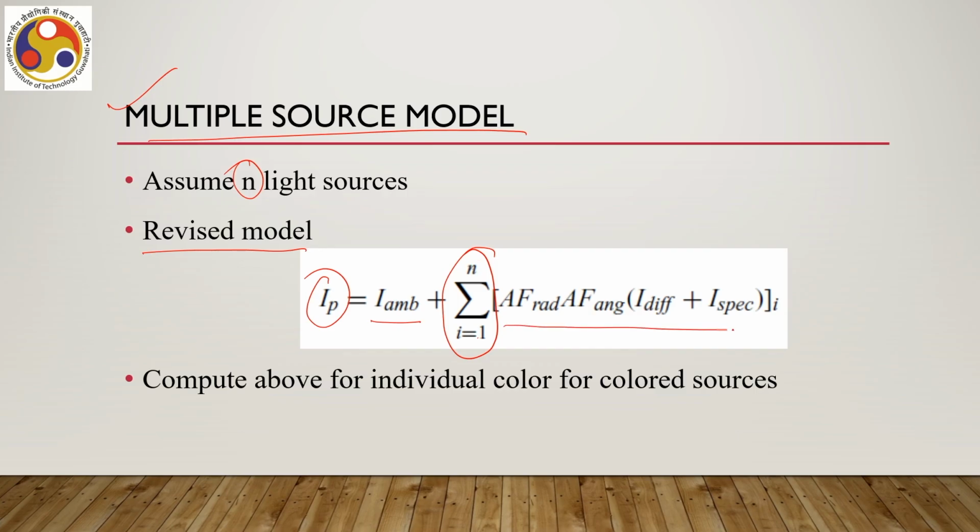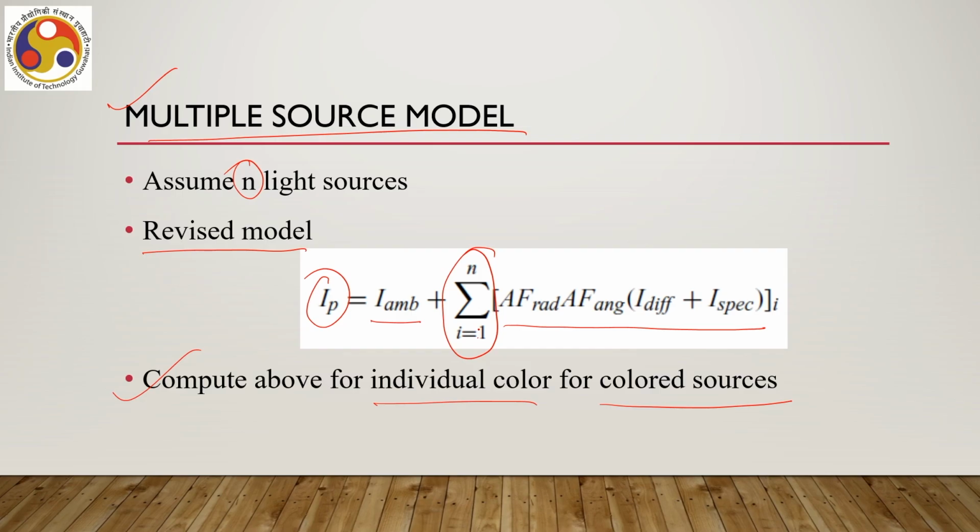We have to calculate this part and then we have to add those up, and each of these we need to compute for individual colors for the colored light sources. So, if we have multiple colored light sources, then this needs to be done for individual colors for the colored light sources. So, you can get some idea of the kind of computations involved in assigning colors.